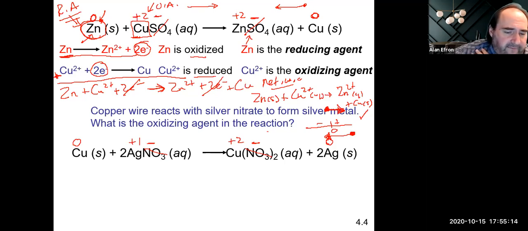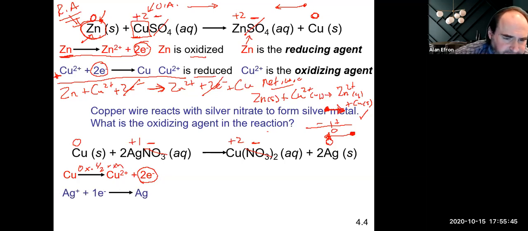So if we were to write our half reactions, we would have our copper going to copper 2, and we should have a couple of electrons coming off on our product side. This again is our oxidation half reaction. For the reduction half reaction, we would have our couple of silvers with a +1 charge gaining 2 electrons and making 2 silvers with no charge on the opposite side here. And again, going from +1 to 0, this would be a reduction half reaction.